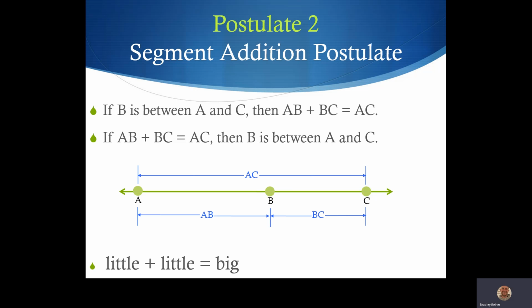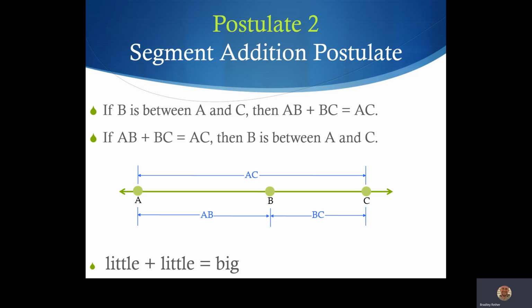Postulate number two is your segment addition postulate. If point B is between point A and point C, then the distance from A to B plus the distance from B to C has to equal the distance from A to C. That might sound confusing, but it's actually very simple. Look at the diagram, where we have a line with three segments. There are two little ones, segment AB and segment BC, and then a big segment, segment AC. If we know the lengths of the two little segments, all you do is add them together to get the length of the big segment. That's really all it's telling you.